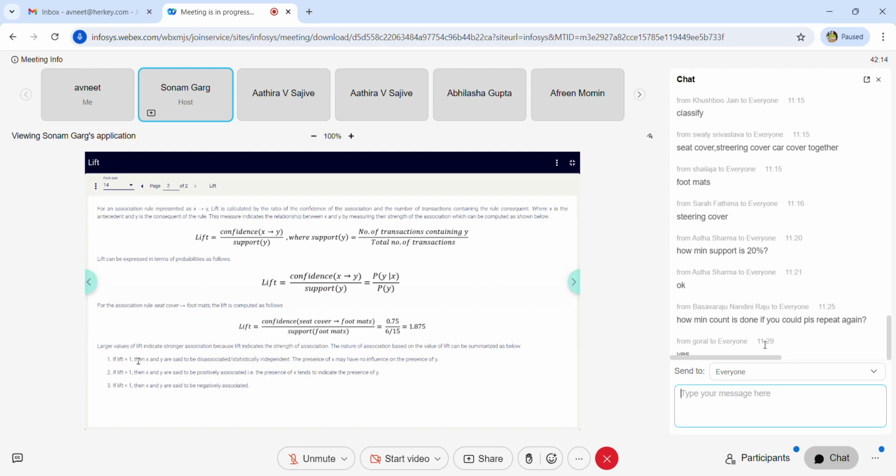So here's a comparison chart. If this lift matrix is 1, that means X and Y are statistically independent. So X might not have any influence on the presence of Y. If lift is greater than 1, which in our case it is, that means X and Y are positively associated. If it is less than 1, then they are negatively associated.